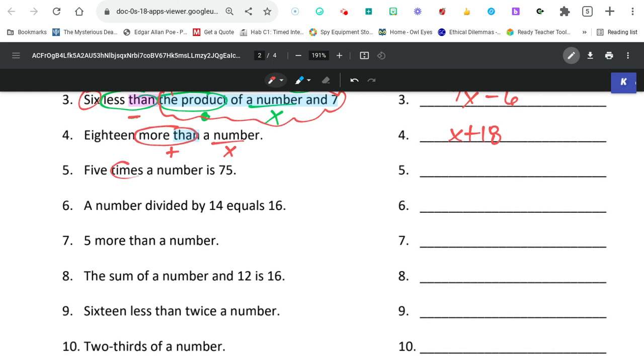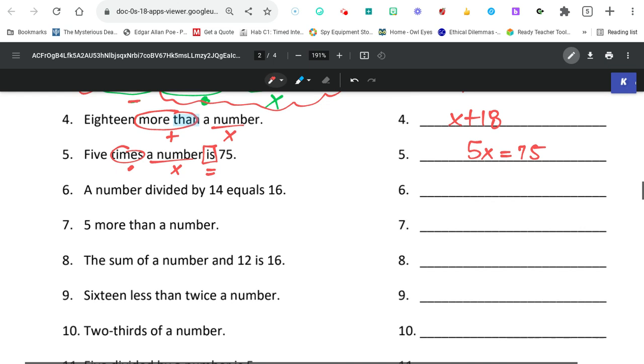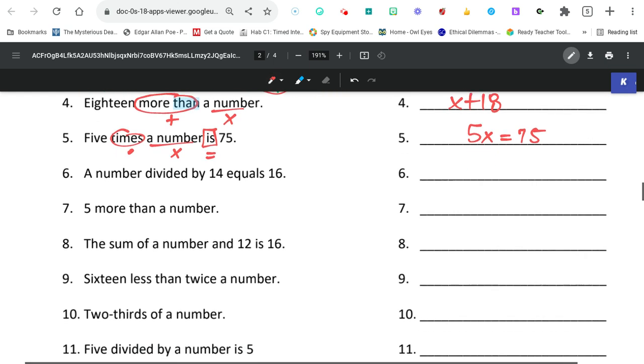Number 5: times a number. What does times mean? Multiply. A number is X. Is 75. Is means equal. This is going to be an equation equal to 75. And I just need to write 5 times X. I'm going to mash it together. That's 5 times X equals 75.